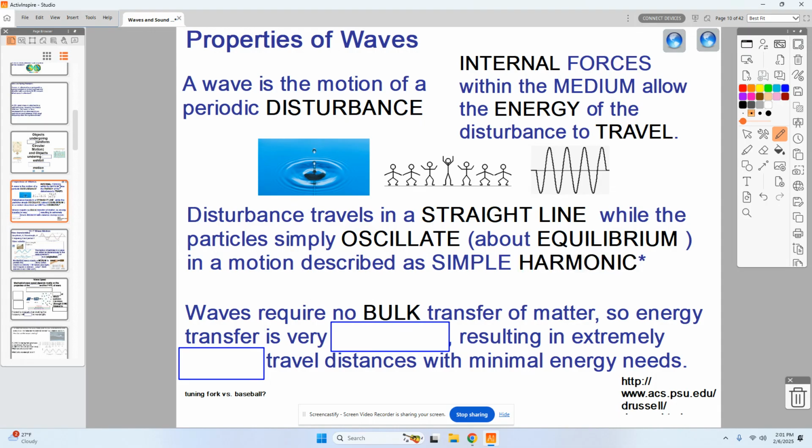So my goal yesterday was to help you understand that simple harmonic motion is related to wave motion. That particle there is oscillating. As the energy flows through it, it oscillates in SHM, and that allows the energy to transmit.